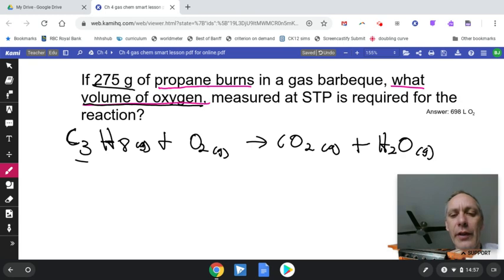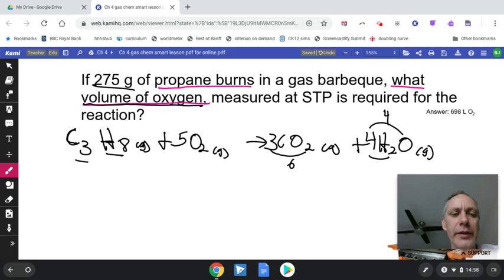3 carbons, 8 hydrogens, put a 4 in front, 8 hydrogens. Okay, my hydrogens and carbons are balanced. All I have left is oxygen. 3 times 2 is 6. 4 times 1 is 4. So I have 6 and 4 for a total of 10. Put a 5 in front of there, and now I've got 10 oxygen. So we have a balanced chemical equation. Now we can do our stoichiometry.